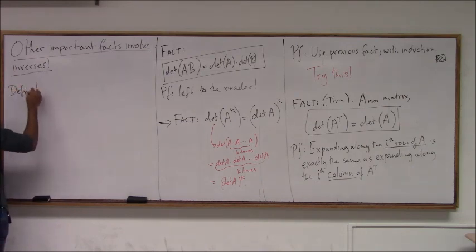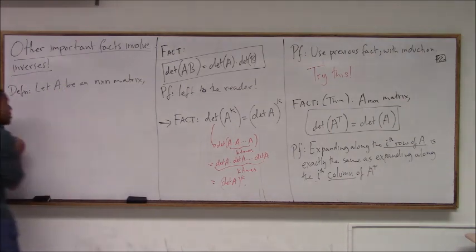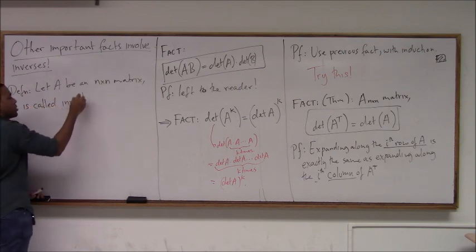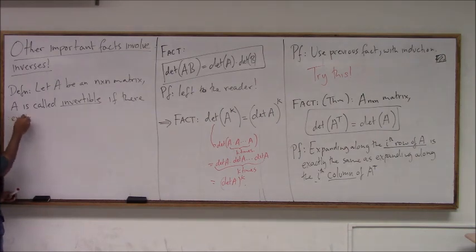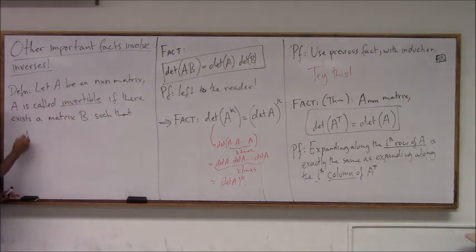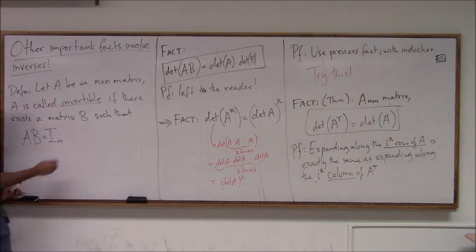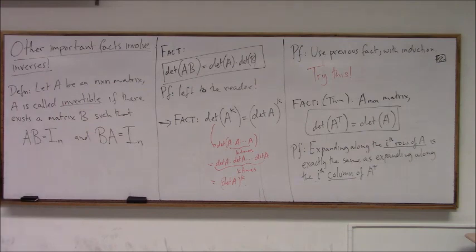Definition. Let A be an N by N matrix. A is called invertible if there exists a matrix B such that if I take A times B, I get the identity matrix. And if I take B times A, I will also get the identity matrix. It's a matrix that if I multiply A by on either side, I get the identity matrix.